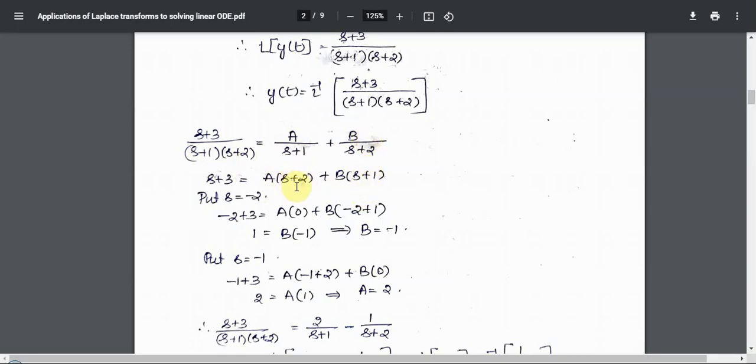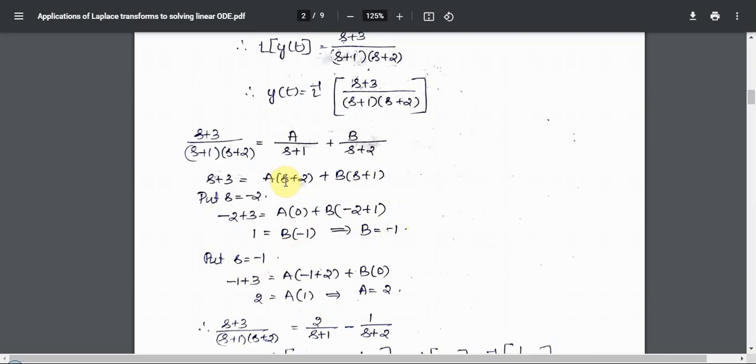Now to make this term 0, put s is equal to minus 2. Therefore, minus 2 plus 3 is equal to 0 plus b into s, which is minus 2 plus 1. Simplify, we will get b is equal to minus 1. To make this term 0, put s is equal to minus 1. Simplify, I will get a as equal to 2. This is how we do partial fractions.